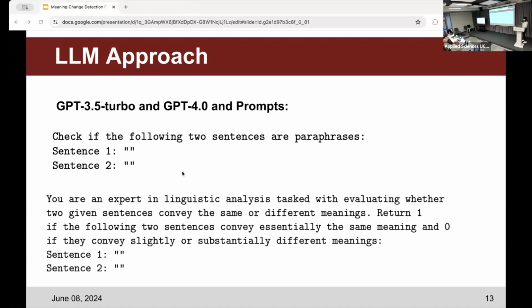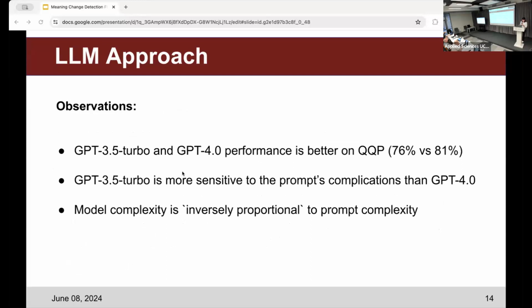The main point here is that these two prompts are quite different in their structure and complexity. The first one is very simple and basic, while the second adopts a persona and has an extended description of the task. Initial prompting of the model provided some insights. In general, both versions of the model, GPT 3.5 Turbo and GPT-4, perform significantly better on Quora question pairs.